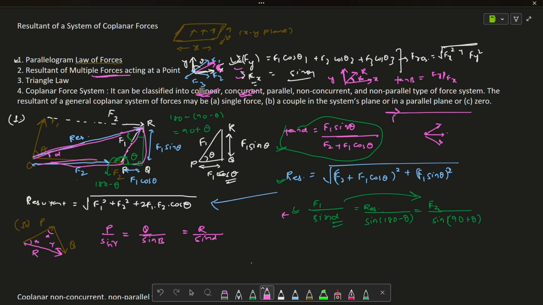Collinear is pretty easy. Let's see. A line is there, some forces are acting, F1, again some forces are acting, F2, and some opposite force is acting, F3. So how will the resultant be? The resultant will be F1 plus F2 minus F3 if we are taking this direction as positive. So this will become negative F3. That's pretty simple in the case of collinear.